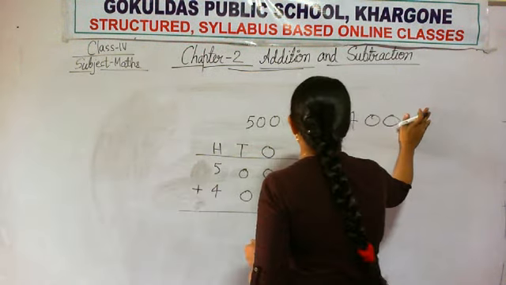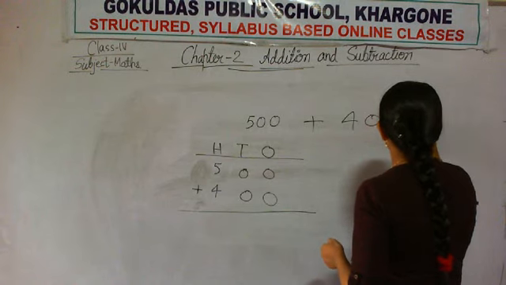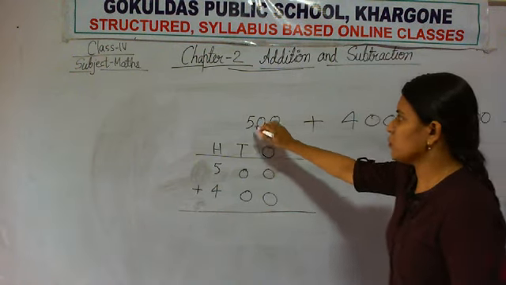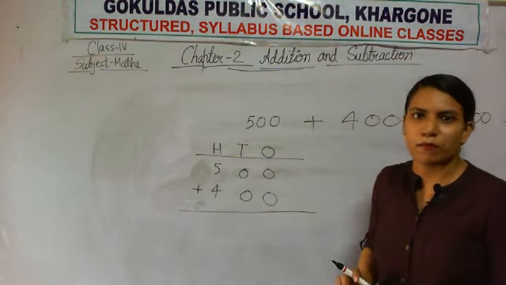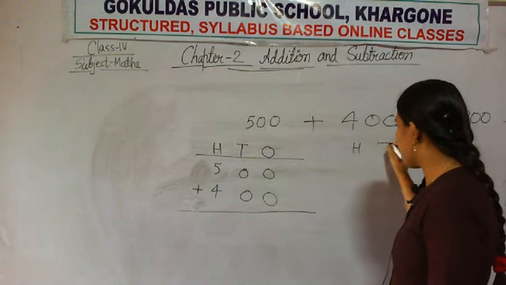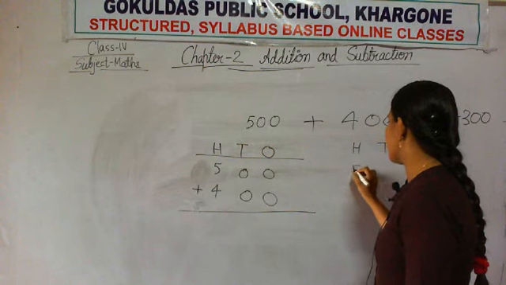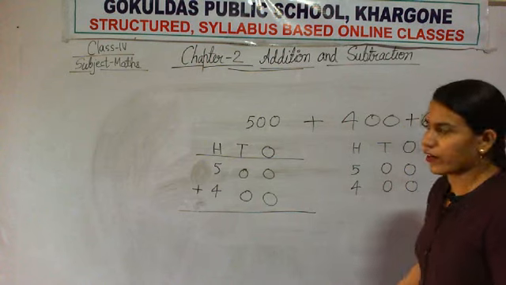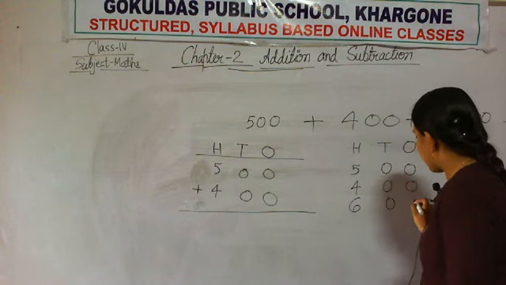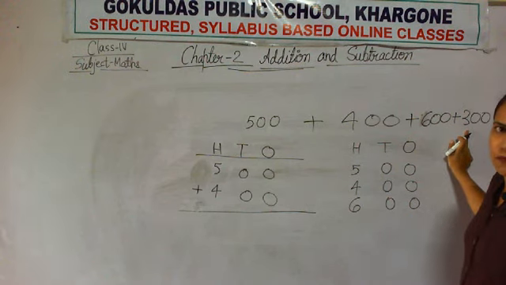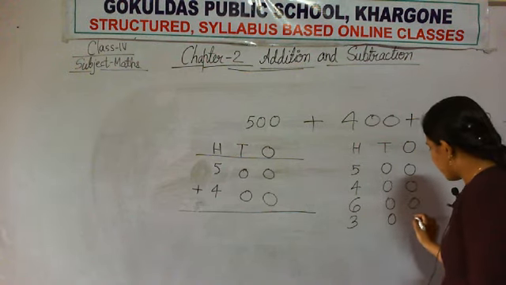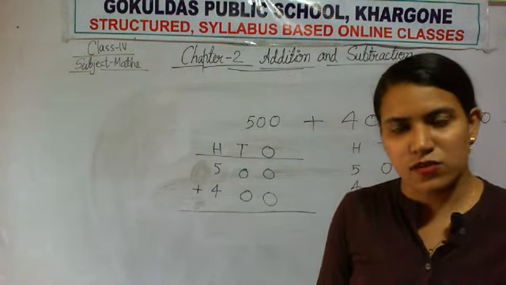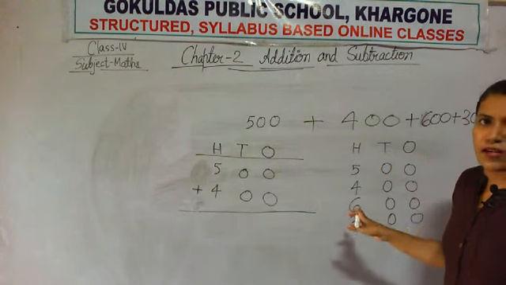Suppose we have 4 numbers and you want to add these 4 numbers. Then what will you do? You will arrange all these 4 numbers in a column. Your first number is 500, so you will write 500. The second number is 400, so you will write 400. Then the third number is 600, so you will write 600. Then the next number is 300, so you will write 300. Can you see, I arranged all the numbers and all the digits column-wise. This is how you have to write the numbers in columns.